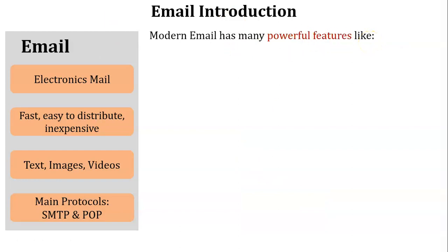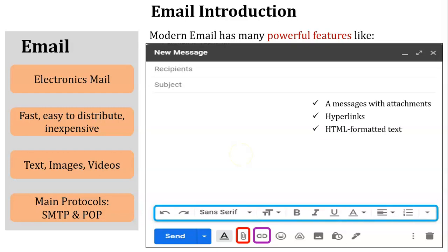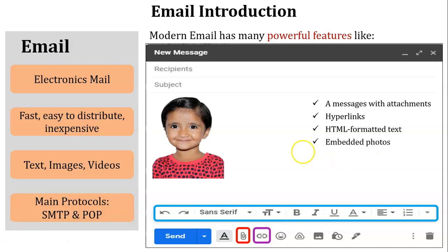Next, modern email has many powerful features. So let us take one example to understand the powerful features of modern email. The first feature is messages with attachments. We have already discussed that we can send doc files and multimedia files through email. Next, hyperlinks. Using a hyperlink, we can add an external link in the mail body. Next, HTML formatted text. Using this highlighted menu, you can write HTML formatted text in the message body. Next, embedded photo. This is an example of an embedded photo. Embedded photo means you can drop the photo inside the message body. So there is no need for an attachment, the photo will be displayed in the message body.